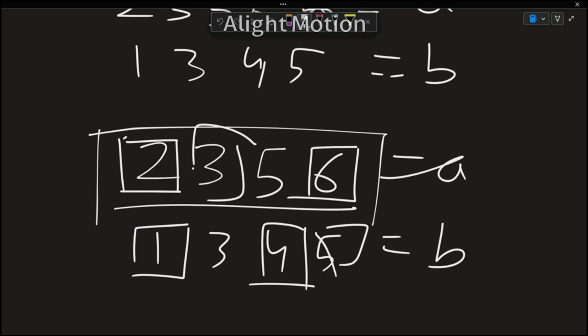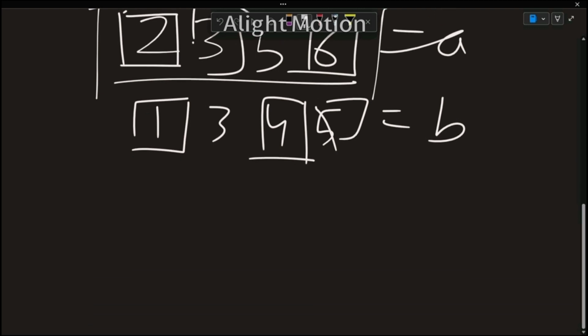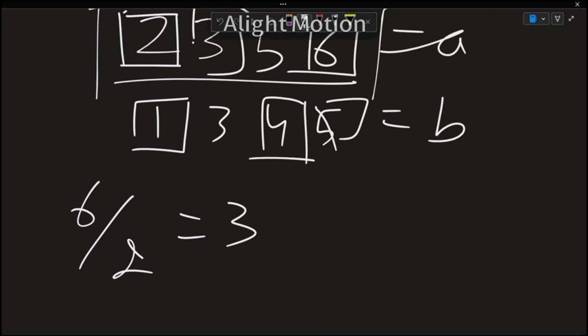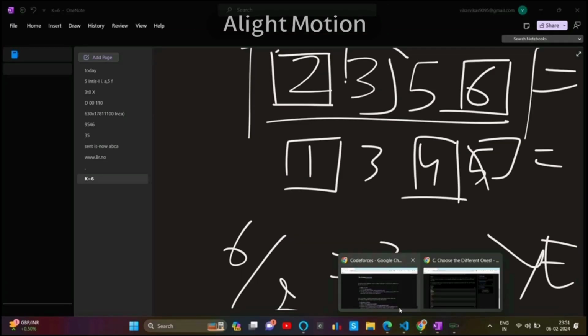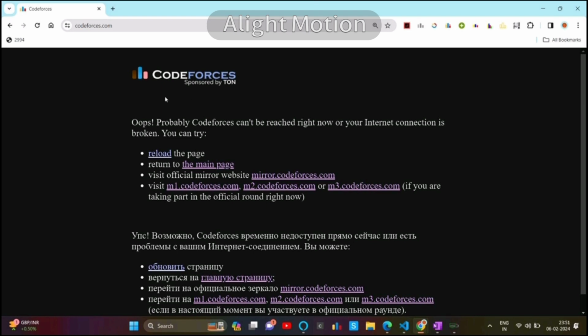Now it is satisfying the condition, since k was 6, meaning 6 by 2, which is equal to 3, and we are extracting 3 elements from each of the arrays. So it is satisfying the condition, which means in that case my answer would simply be yes. So this was the explanation of the test case. Let me move to the problem again.